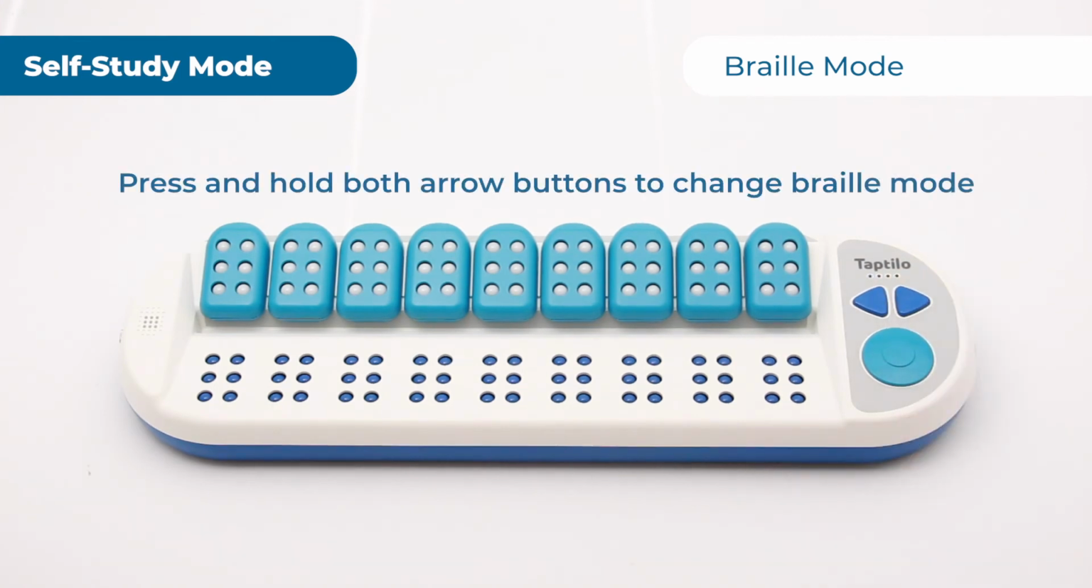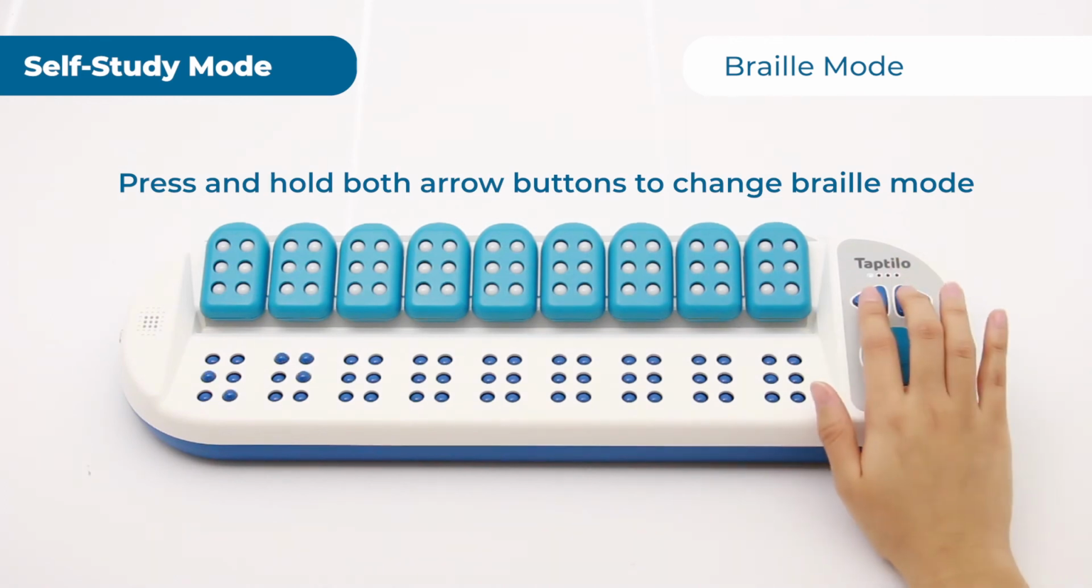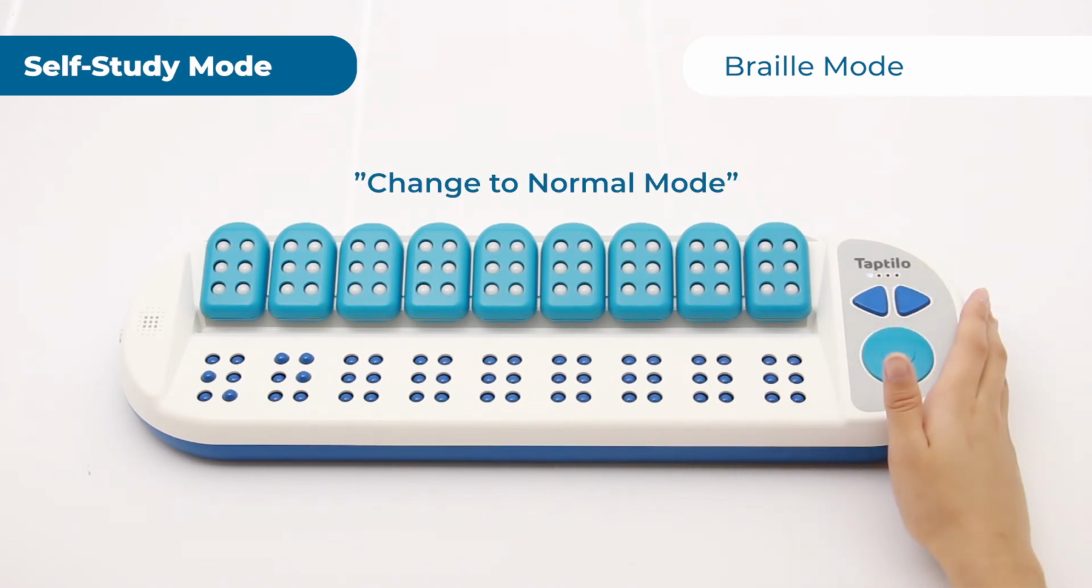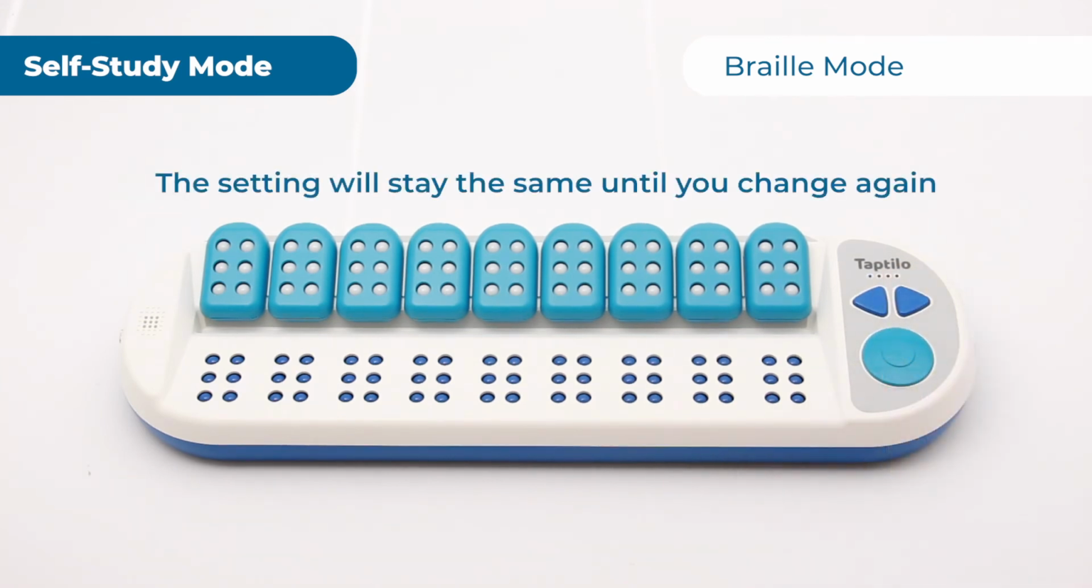If you want to change back to uncontracted Braille, press and hold the left and right arrow button together until you hear the audio, Change to normal mode. If you change the Braille mode, it stays the same until you change it again, even if you move to another activity.